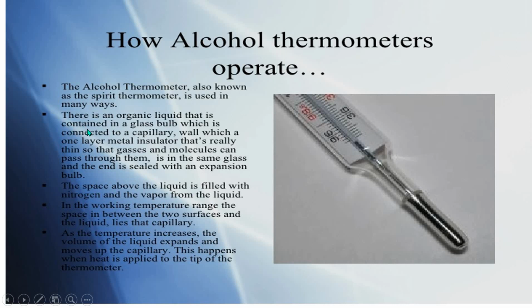And these are the organic liquids contained in a glass bulb which is connected to a capillary, and the end is sealed with an expansion bulb. The space above the liquid is filled with nitrogen and the vapor from the liquid. In the working temperature range, the liquid lies in the capillary. As the temperature increases, the volume of the liquid expands and moves up the capillary. This happens when heat is applied to the tip of the thermometer.